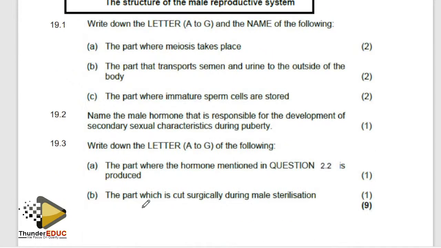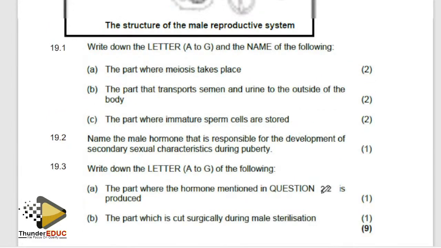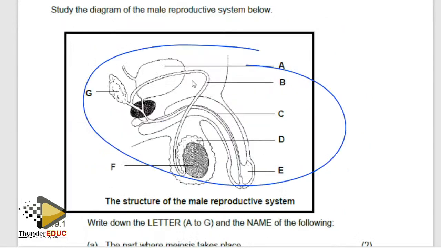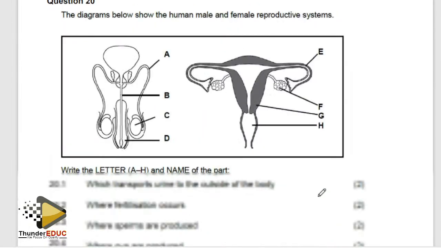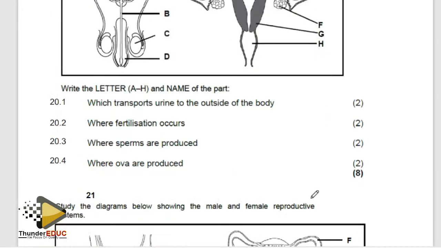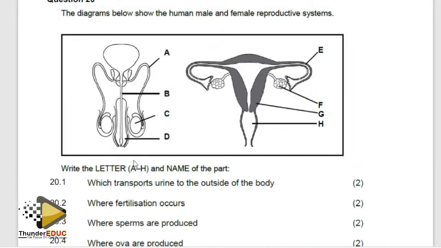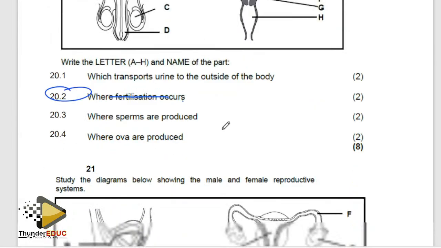Name the part which is surgically cut during sterilization. We say that is the vas deferens, B, and the process is called vasectomy. So I'm just choosing a question to see if we can answer it. Okay, let's just choose one. Where does fertilization occur? In the fallopian tube. It occurs in the fallopian tube, not the oviduct. I said it.